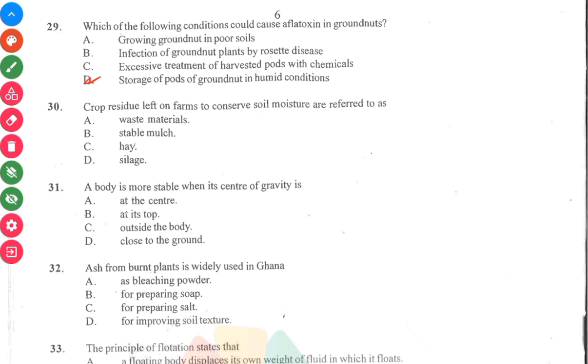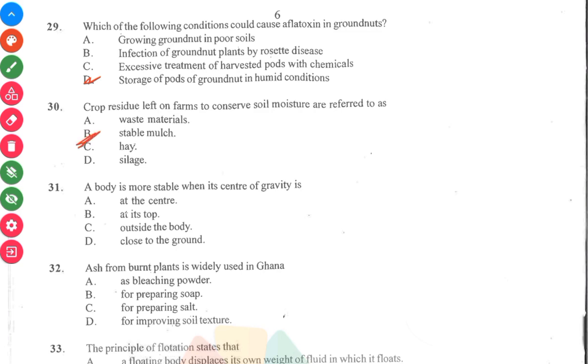Question 30. Crop residue left on farms to conserve soil moisture are referred to as A. Waste material, B. Stable mulch, C. Hay, D. Silage. The answer to question 30 is B.